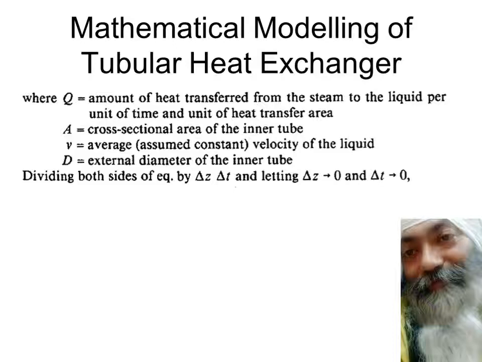So what I already told you is that we shall be dividing the entire equation by delta z and delta t, and not only stopping over there, we will go on putting the limits that delta z also tends to 0 and delta t also tends to 0. In that case, these deltas will become differential equations. Let us see how.